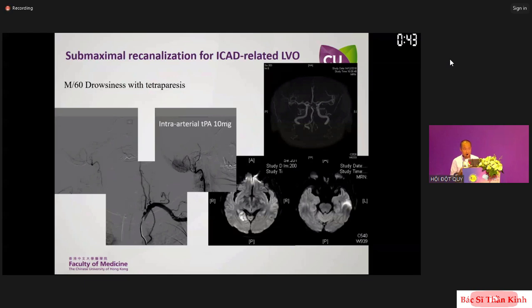So this is one patient known to have a basilar artery stenosis, and he eventually developed tetraparesis. And we know that is likely due to basilar artery occlusion. Because the two vertebral arteries are very hypoplastic, very thin, we were not able to put in any suction catheter. What we can do is put in a catheter of small enough caliber to infuse intra-arterial TPA of 10 milligram. And we were able to recanalize the basilar artery. And the patient recovered remarkably. And here is the resultant infarct, which is quite small.